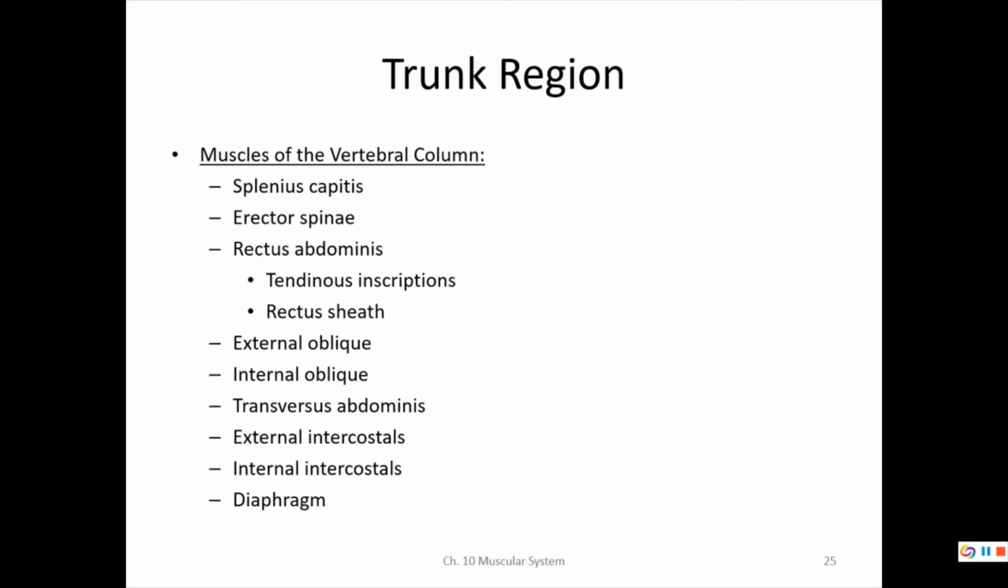The external oblique and the transversus abdominis will be easy to see. The internal oblique, it'll be okay.